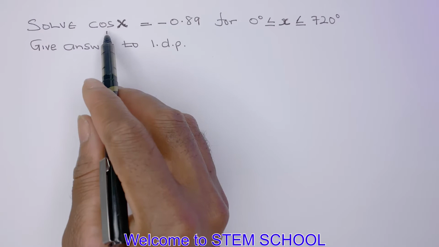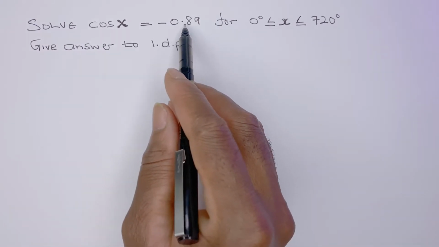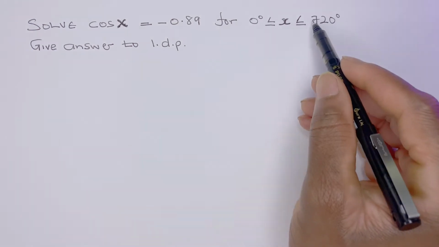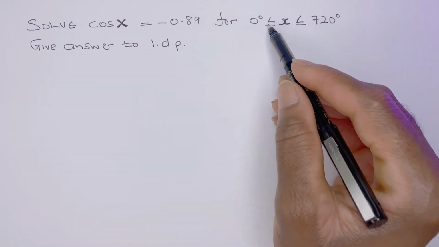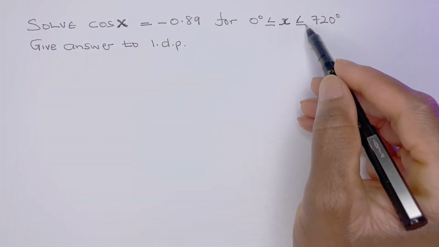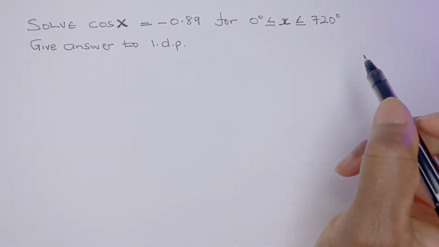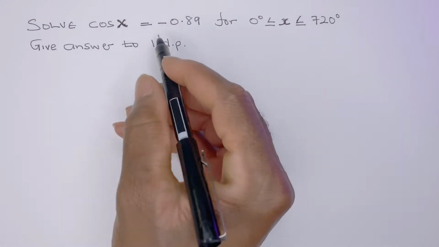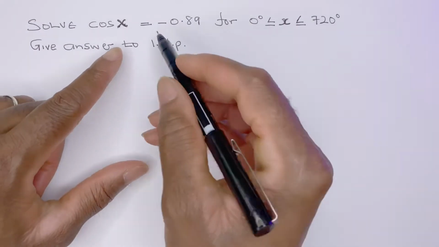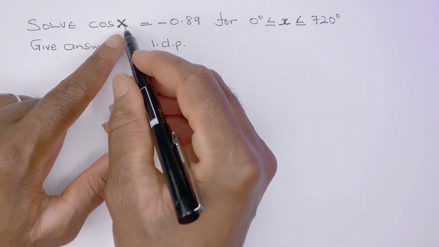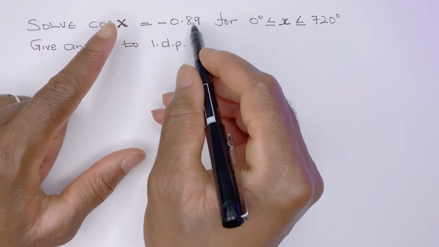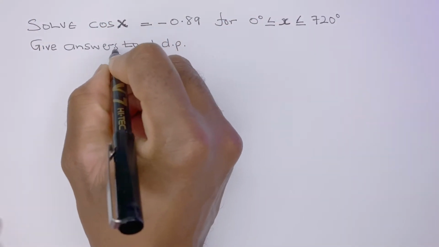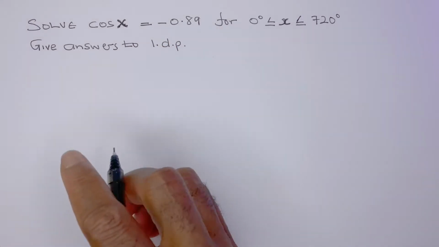Solve cos x equals minus 0.89 for the domain of 0 degrees less or equal to x less or equal to 720 degrees. So this is the domain value of x. We want the value of x. When we put it in here, the cos of that value should give us minus 0.89. So we're looking for those values of x. So the answer is not just going to be 1.